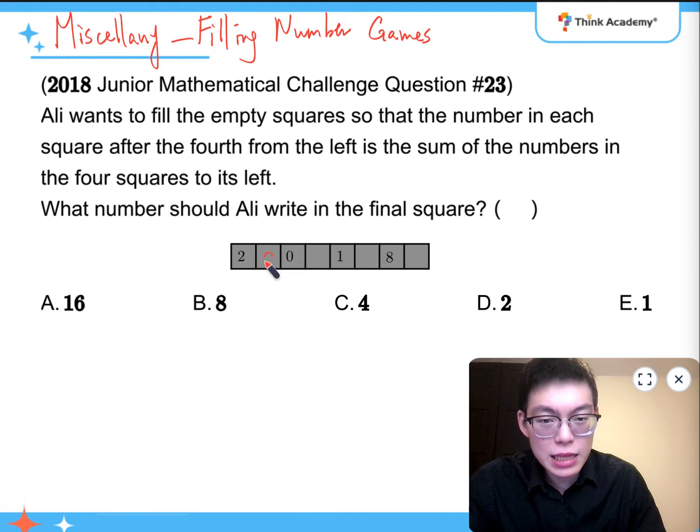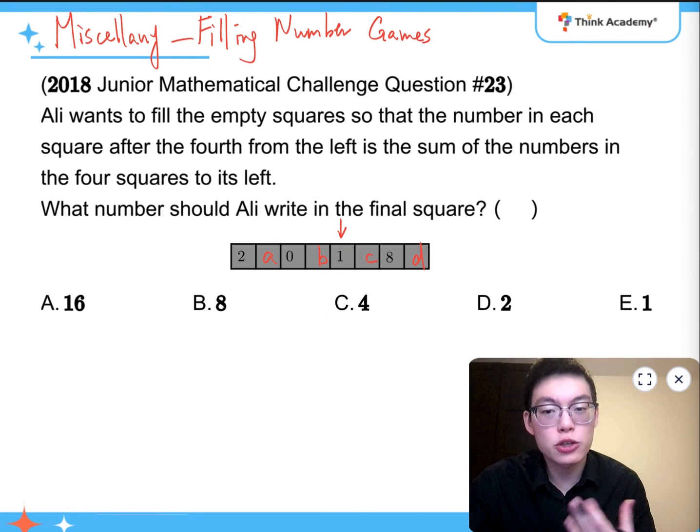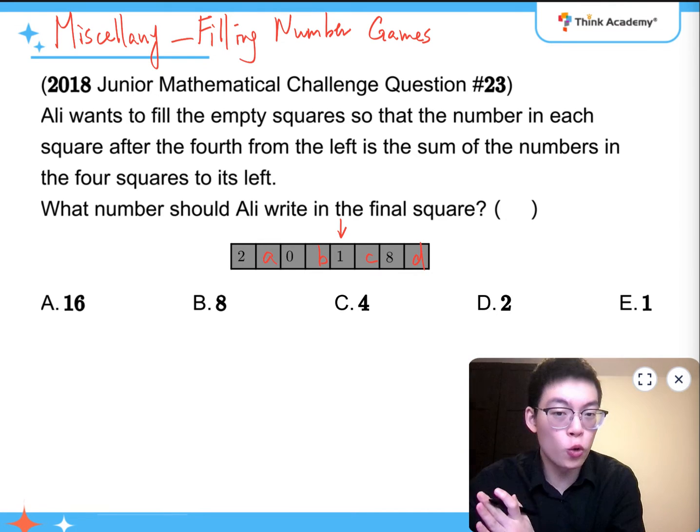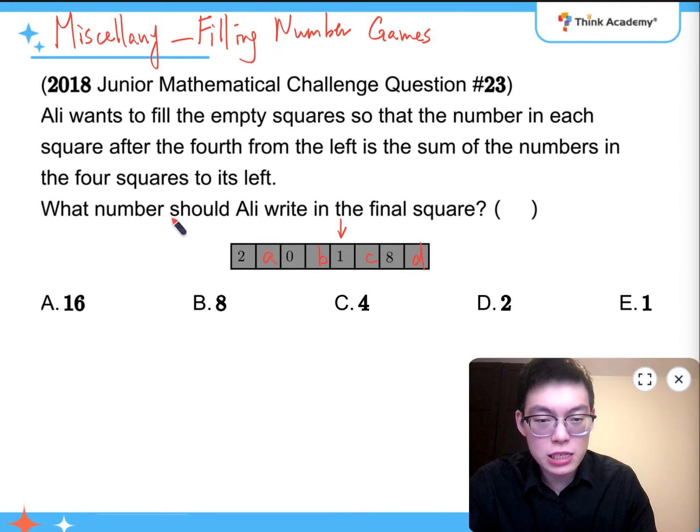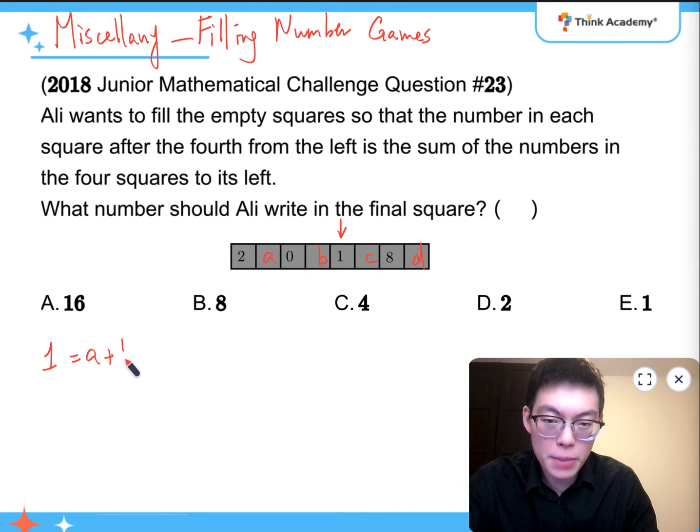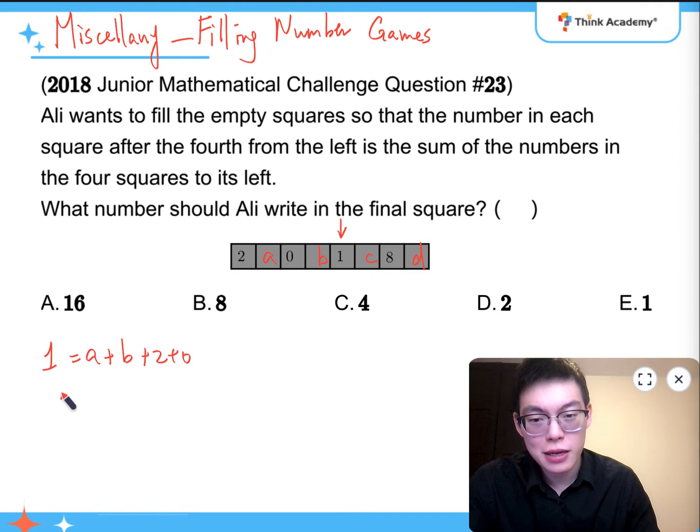So let's say these empty boxes are A, B, C, and D now. It tells me that every square is the sum of the four to its left, right? So it means that 1 comes from A adding B adding 2 adding 0, or in any order. Which means A adding B is equal to -1.